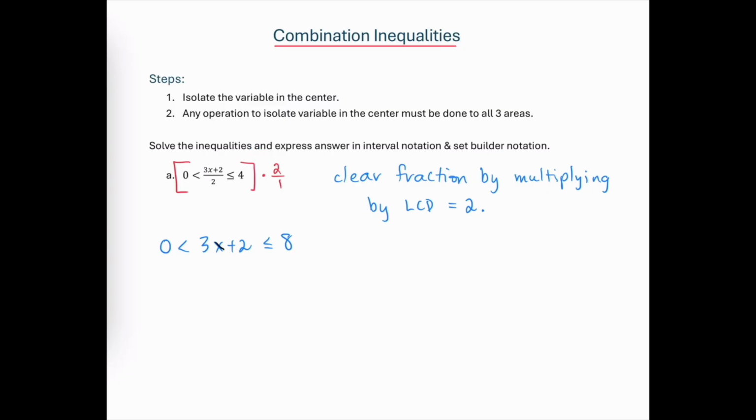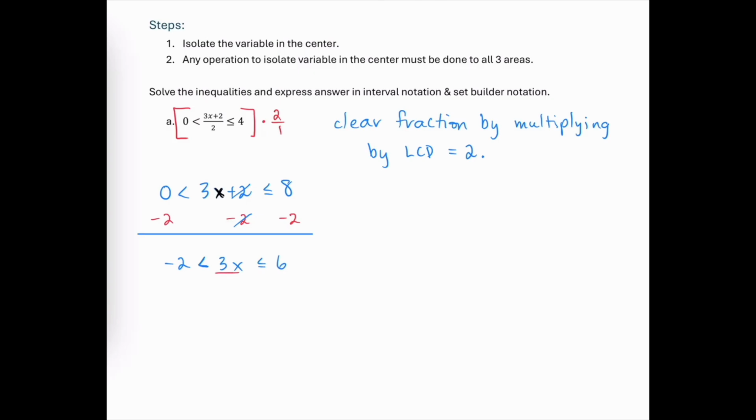Now we continue to try to isolate this x in the center. So let's subtract 2 to get this x by itself, and remember we have to subtract 2 from all three places. So the 2's cancel out in the center. We have 3x now by itself in there, and 6 on the far right, and negative 2 on the left. Now in order to completely solve for x in the center, we're going to divide all three spots by 3. The 3's cancel in the center, and we end up with, on the left, negative 2/3, strictly less than x in the center by itself, less than or equal to, and 6 divided by 3 is 2.